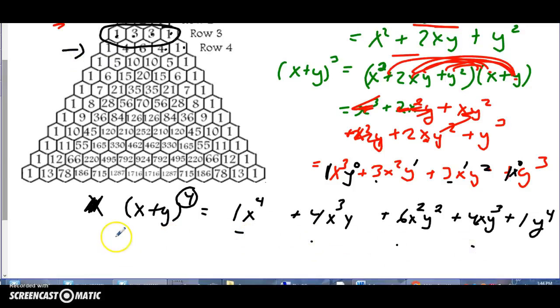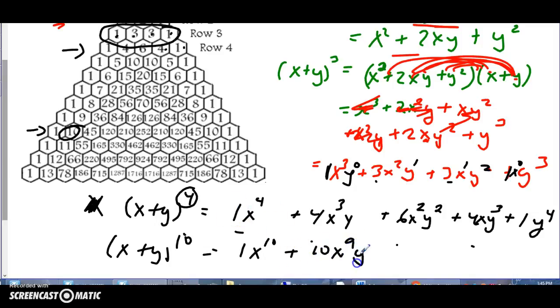So if I had the 10th term, I'm not going to do it now, but let's say I wanted this to the power of 10. The first term is going to be 1 x to the 10. The next term, I want the 10th row, sorry, the 10th row. So it'll be 10 x to the 9 y to the 1, or just y. The next one is then going to be 45 x to the 8 y squared, and so on. Keep going. And that's really awesome that you can use Pascal's triangle to help you do that.